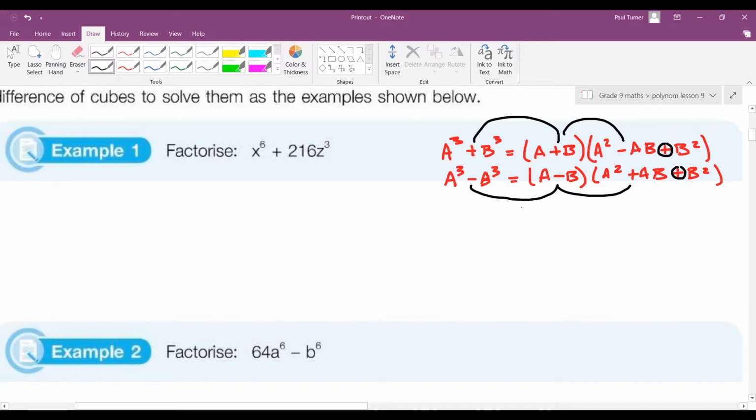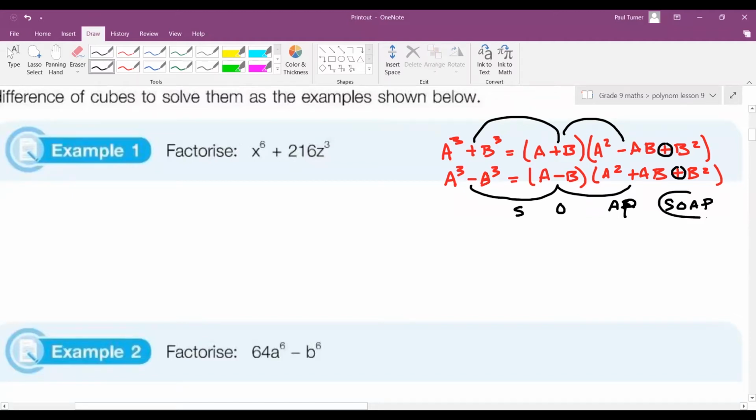Remember we had same, opposite, and all positive here. All positive, so get rid of that. Okay, so same, opposite, all positive. So that was SOAP, S-O-A-P.